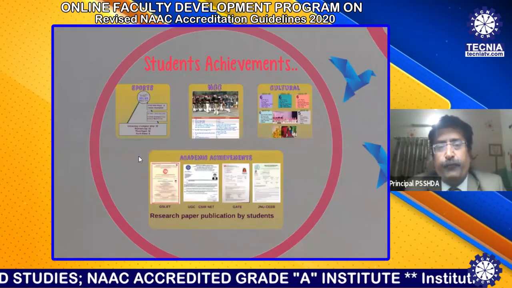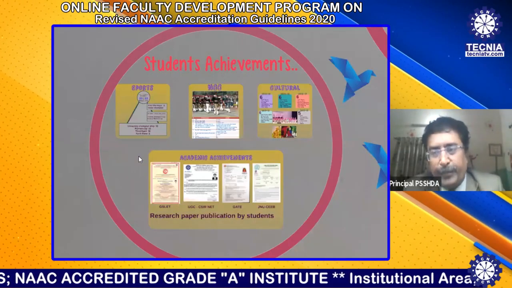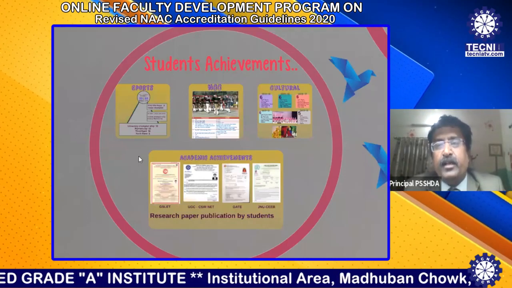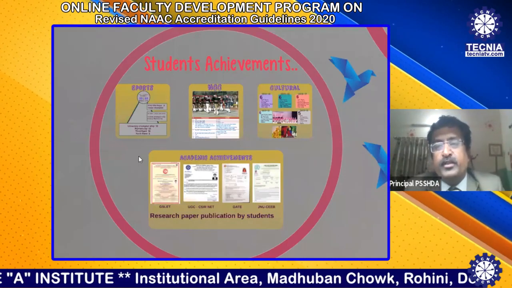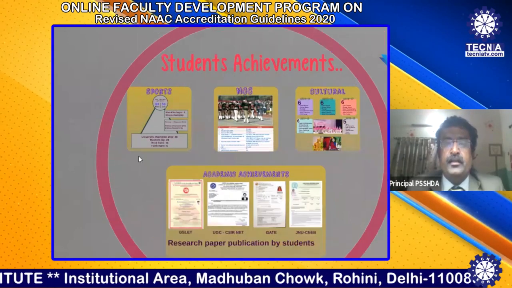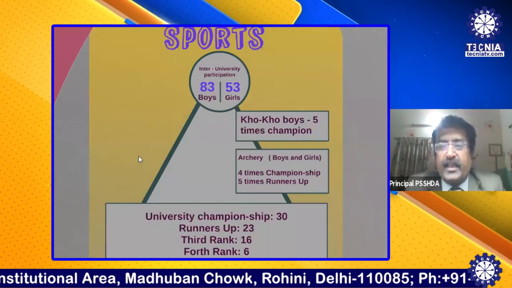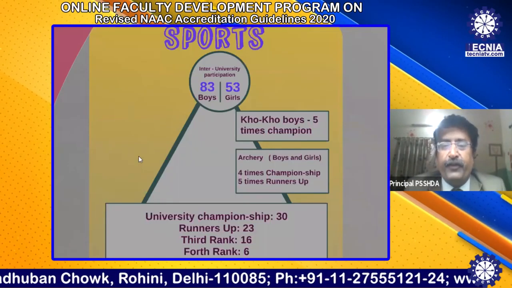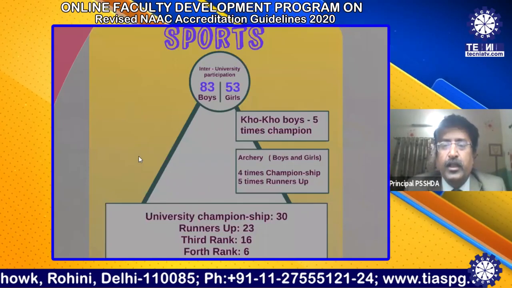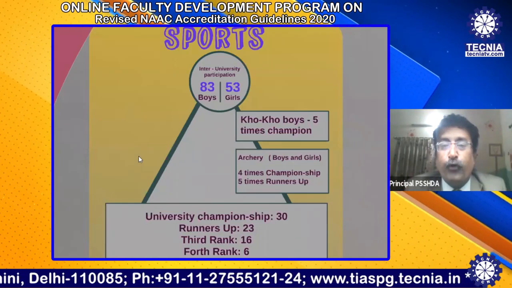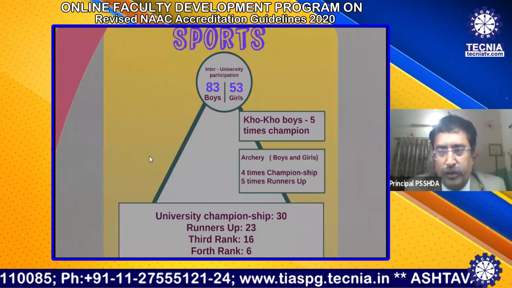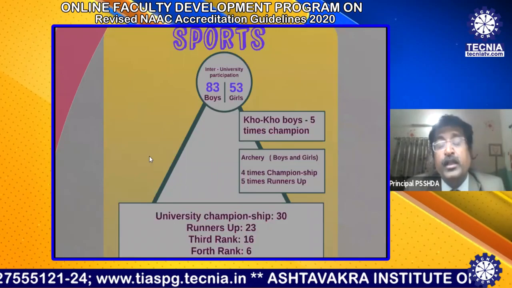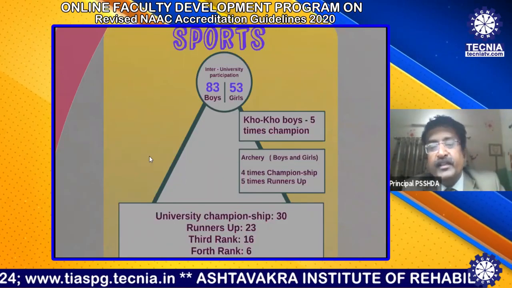These are a few glimpses of my presentation during the peer team visit, how we present our documents in front of DVV or the peer team visits. See, I am representing my students' activity, sports activity. We can say that my college is affiliated to North Gujarat University, which has more than 400 affiliated colleges. So we are among the 400 colleges of this university. Now I am representing my sports activity in this form.